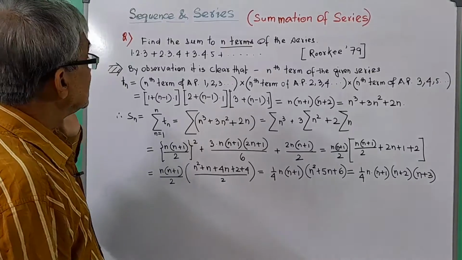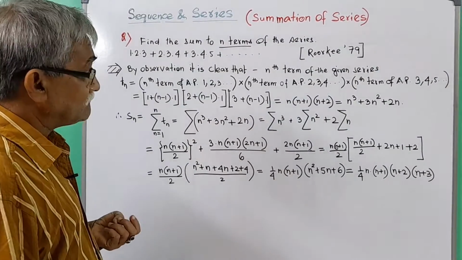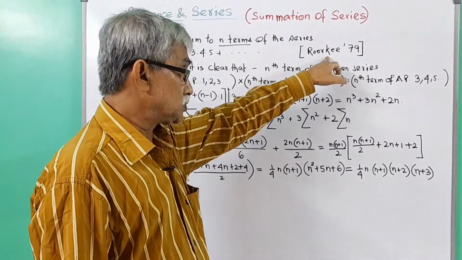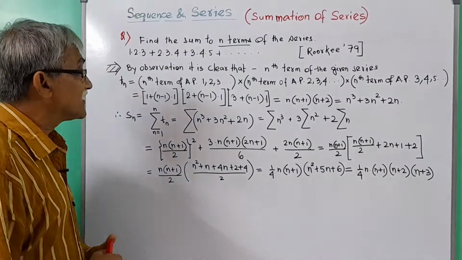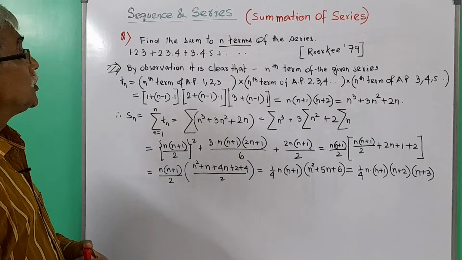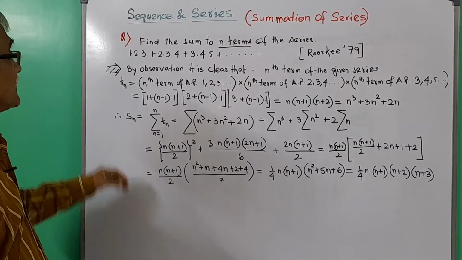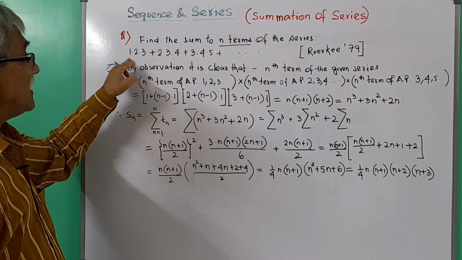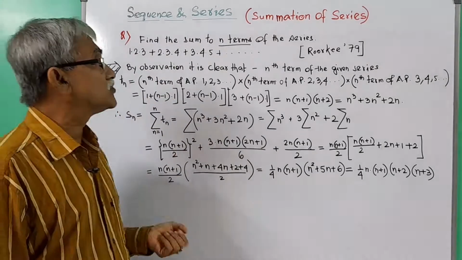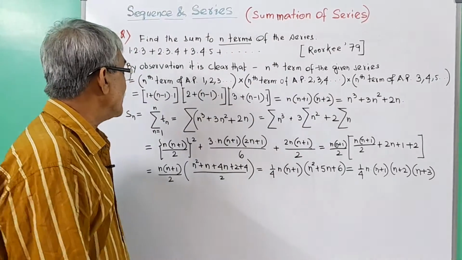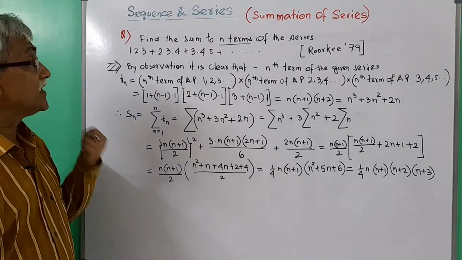Now to take on another sum. This was set in the Roorkee Engineering College entrance examination in the year 1979. Find the sum to n terms of the series, once again n terms, 1 into 2 into 3 plus 2 into 3 into 4 plus 3 into 4 into 5 plus this way up to n terms. So let us do it.